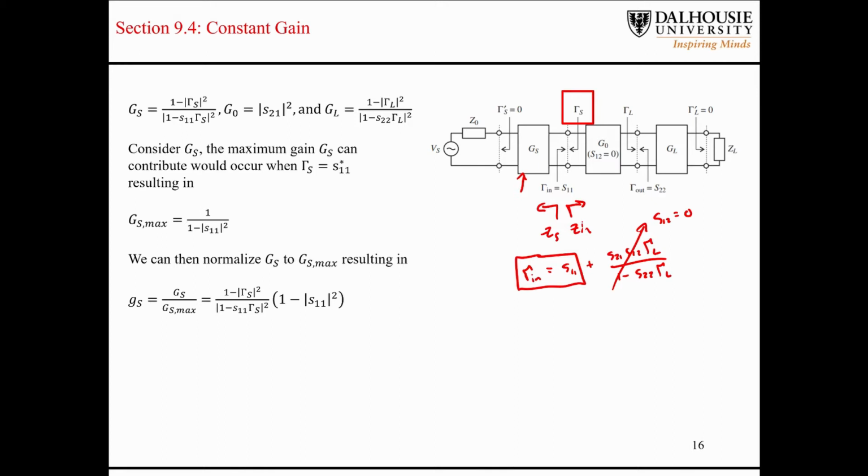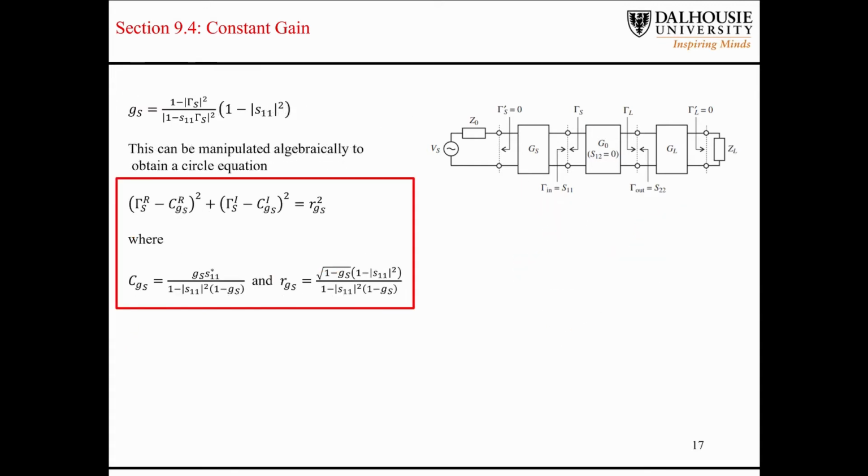It's one of these situations here. So if we match the source reflection coefficient to the complex conjugate of S11 and plug that into this equation up here at the top, then we end up with the maximum gain associated with the input matching network like this. We can use this to normalize GS to GS max, resulting in this equation down here.